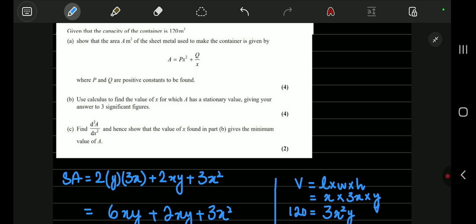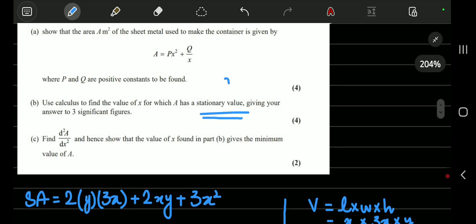the second part. Use calculus to find the value of x for which A has a stationary value, giving your answer to 3 significant figures. Stationary value means whenever we need to find the stationary point. For example, if you have a curve, a quadratic curve or a cubic curve, you will be having either a maximum or a minimum. That means you must be having a stationary point. For this reason, if you need to find a stationary value or stationary point, always do the derivative and put it equal to 0. So here you have the derivative of the area, so you'll put dA over dx equals 0.